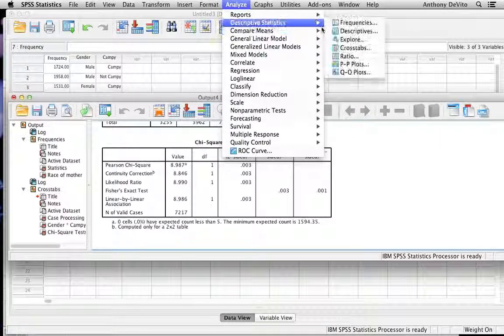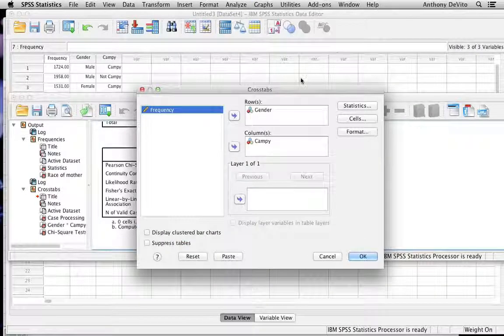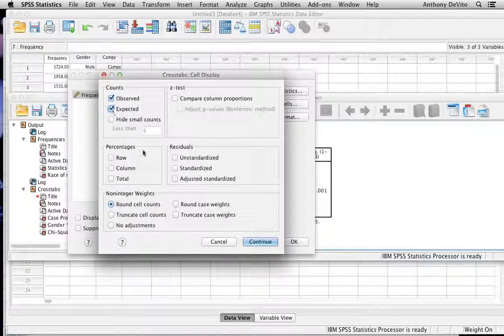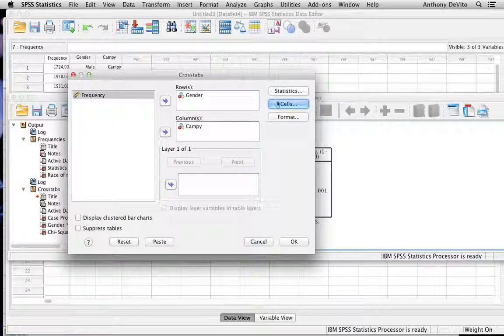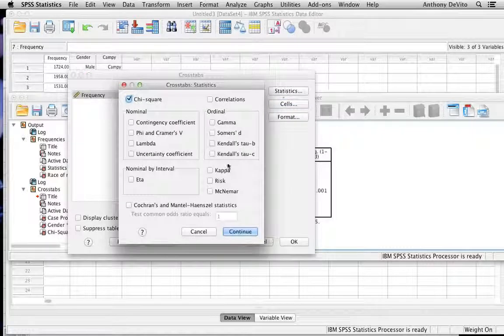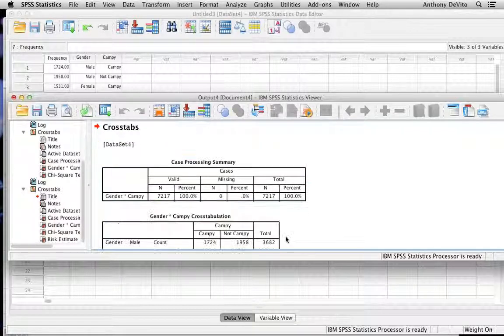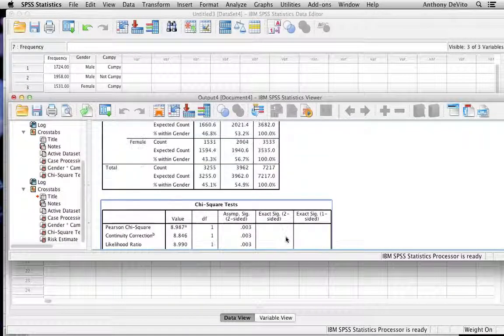Not only that, I can go back into Analyze, Descriptive Statistics, Crosstabs, and ask it to do all sorts of other things for me. I could ask it to calculate the expected values. I could ask it to calculate the percentages by rows. I could ask it to do a risk analysis. I'll click OK, and SPSS will do all sorts of other calculations for us.